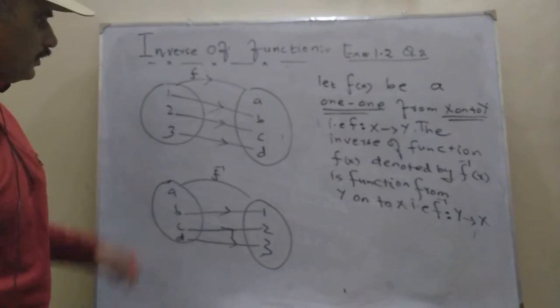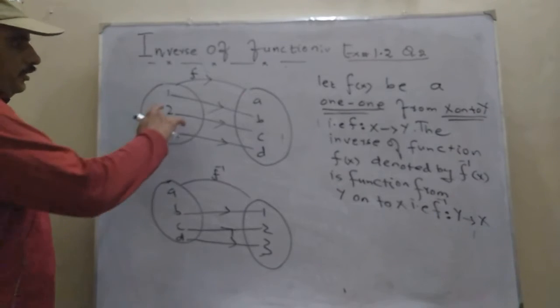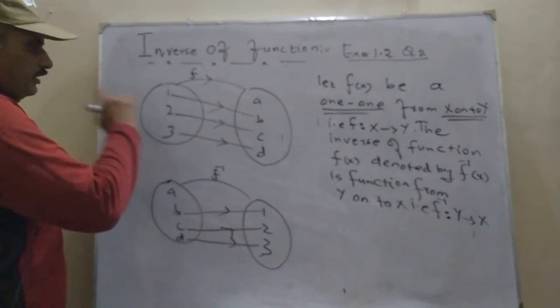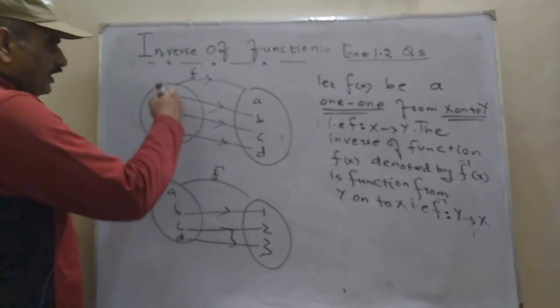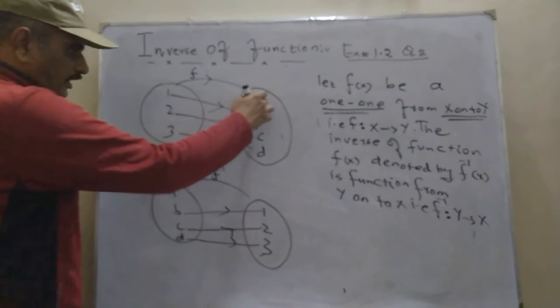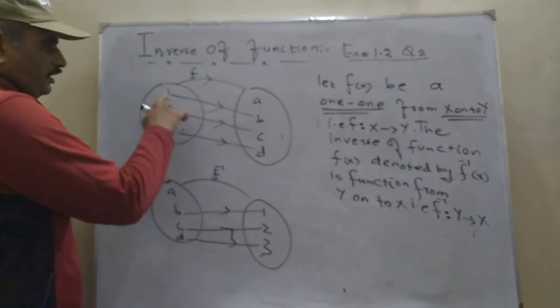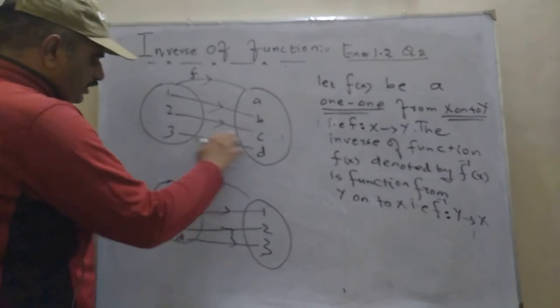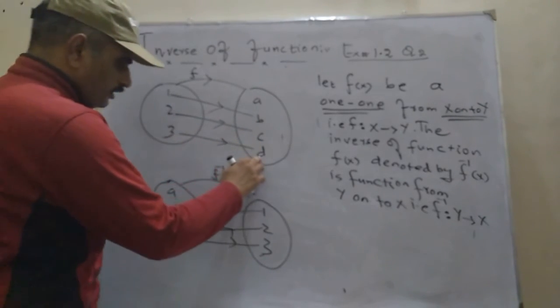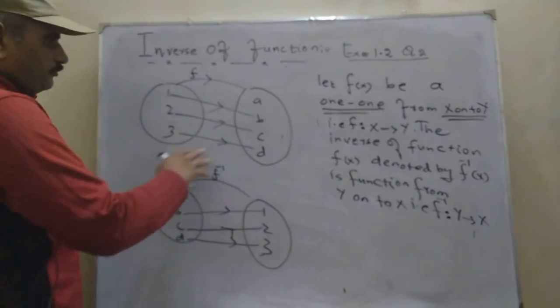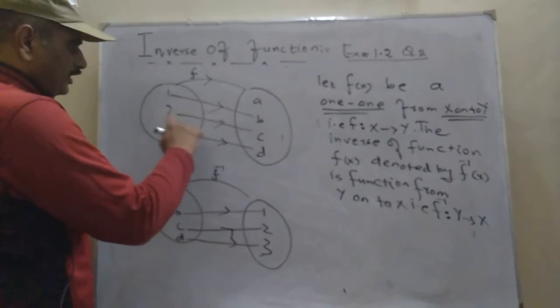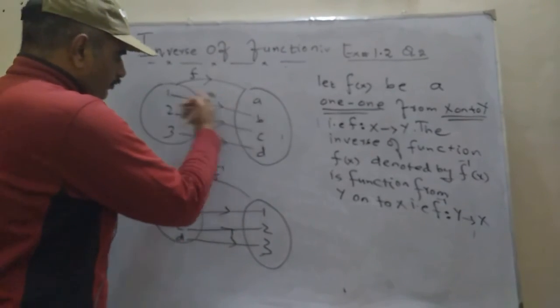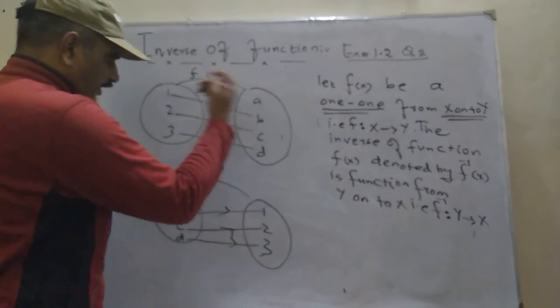In this example you can see for function f we have domain 1, 2 and 3 and range a, b, c and d. You can see for 1 we have image b, for 2 we have image c and for 3 we have image d. It is 1-to-1 mapping, but it is not onto, as there is no domain for this value a.